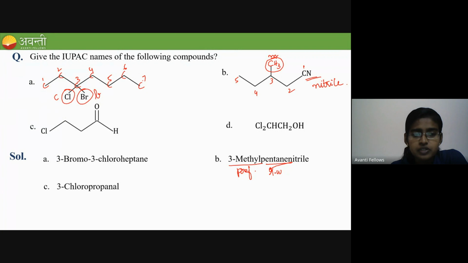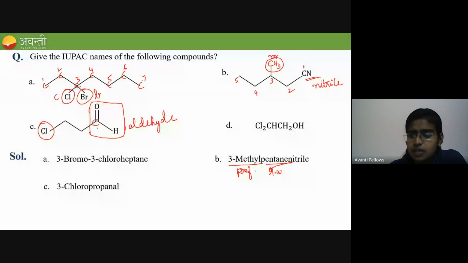And the name of the third compound is 3-chloropropanol. What is the name of the functional group? This is CHO. CHO is aldehyde. Now you have to start numbering from the aldehyde, since it is the functional group and chloro is the substituent. It is a halogen derivative. Check once again.